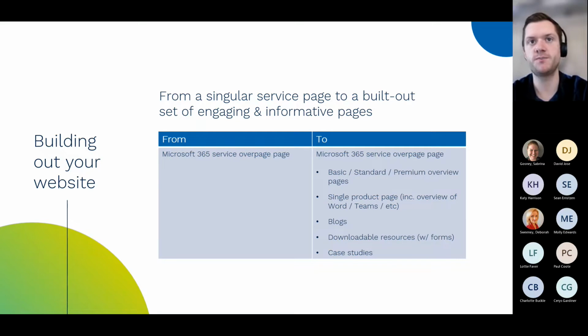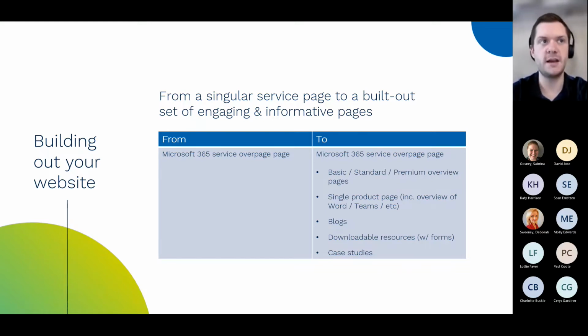You could then do a product page which talked about the tools that you can unlock as part of Microsoft 365. So the Office 365 suite, Teams, SharePoint, OneDrive, all that sort of stuff. You can start to have that if you've got enough content. You can have blogs, you could have downloadable resources with data capture forms. We can start to capture interest, start to capture leads, and you can also have case studies as well.